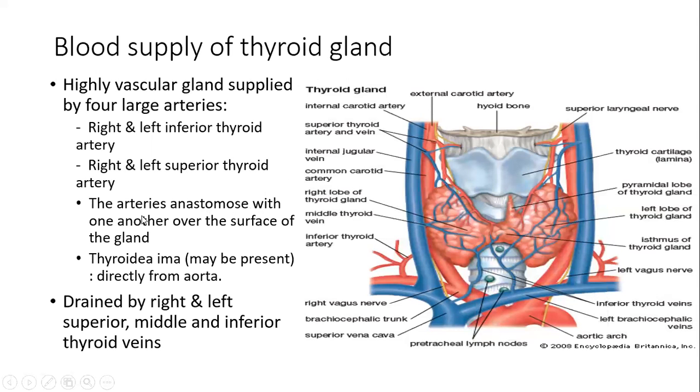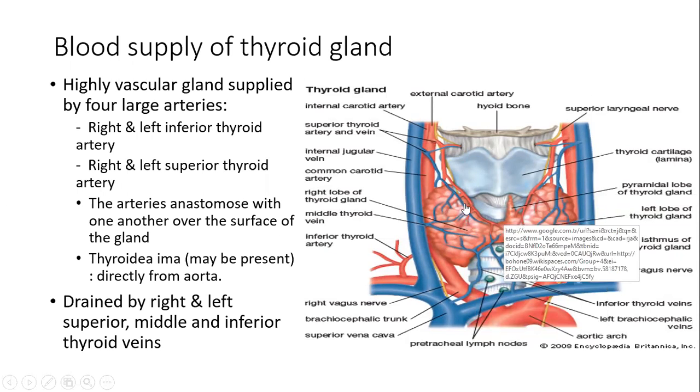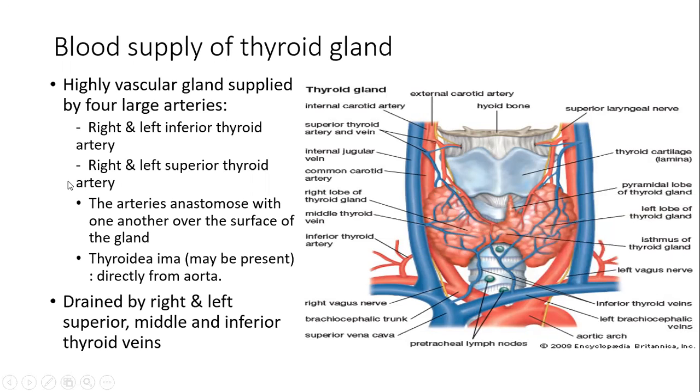The arteries anastomose with one another over the surface of the gland. As you can see here, these arteries are branching and branching and they anastomose with each other on the surface of the thyroid gland itself. Then there is also an additional artery, which is sometimes present, called the thyroidea ima artery. It may be present directly from the aorta. When it comes, it is directly from the arch of the aorta. So that is called the thyroidea ima artery. Sometimes it is present, not always. But these four arteries are always there: superior and inferior, right and left thyroid arteries.